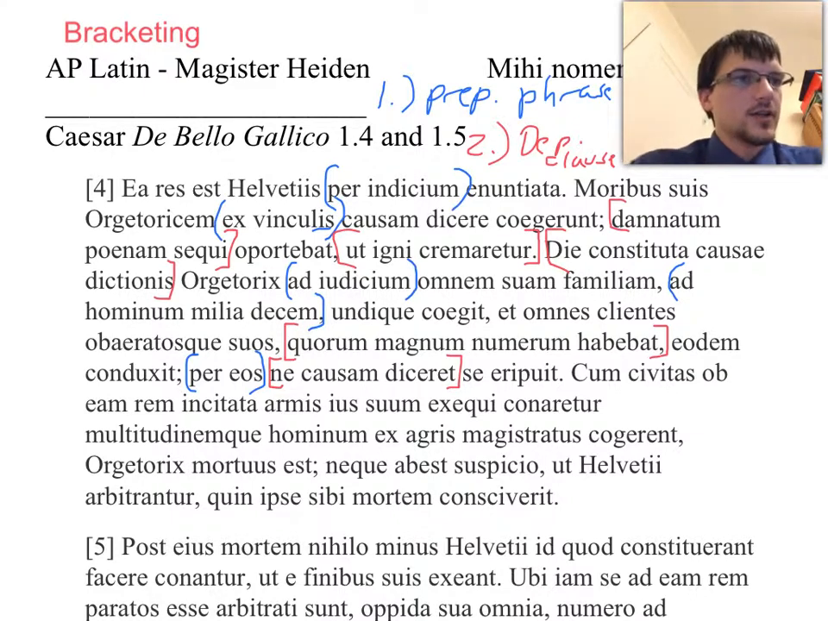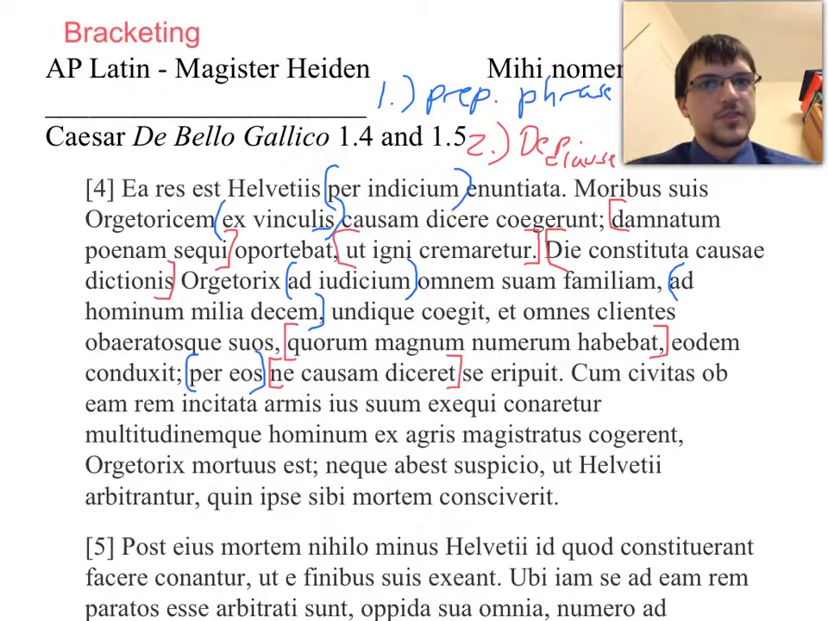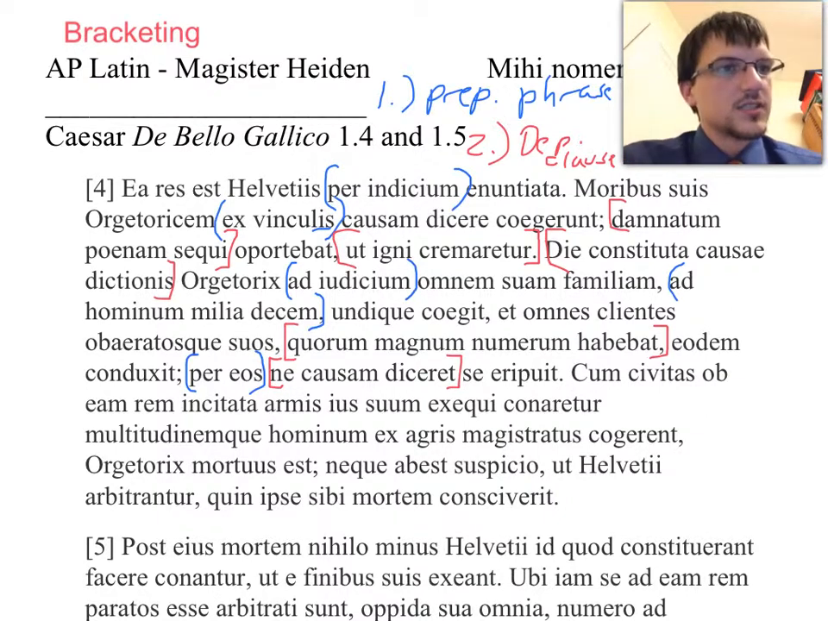Alright, as we keep going: cum civitas ob eam rem incitata armis ius suum exequi conaretur, multitudinem quae hominum ex agris magistratus coegeret, Orgetorix mortuus est. Okay, so we see cum here, and I'm thinking it could be either a preposition or a clause, but since it is not followed by an ablative, we think we have to have a clause, which is why I put it in red with the square brackets there.